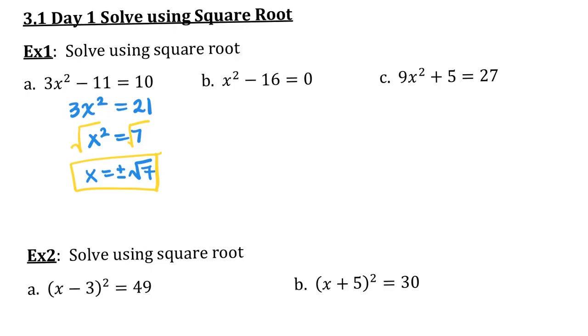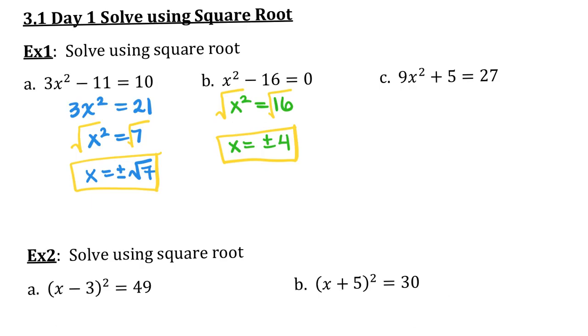Let's look at B. For B, we could easily factor this, but they're asking me to use square root, so I'm going to. So I'm going to add the 16 over. Okay, so I have the x squared isolated. So now to cancel the squared, I'm going to square root. That cancels out the exponent of 2. The square root of 16 is 4. But when I square a negative, I also get a positive. So it could be positive and negative 4.